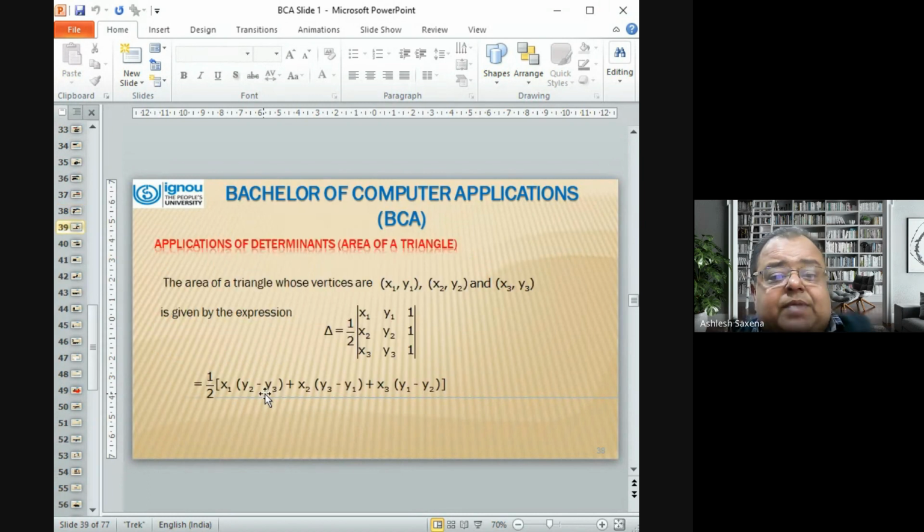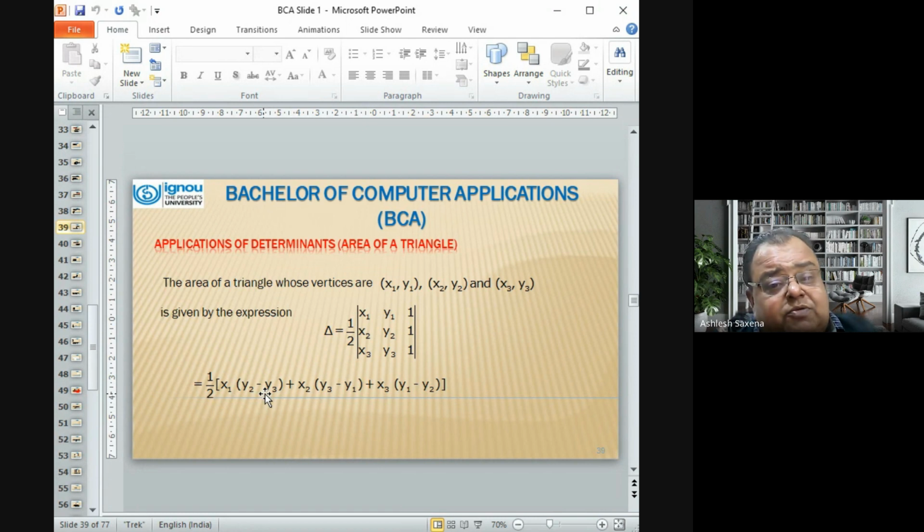Now we will see the applications of determinant in finding out the area of a triangle. If you remember, area of a triangle is half into base into height. That is in terms of solids or planes. Now we are having 3 coordinates of a triangle, that is x1, y1, x2, y2, and x3, y3. Now, if we have to find the area of this triangle, which is formed by joining these 3 points.